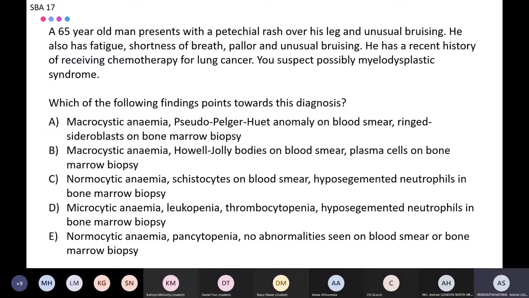Cool. Next question. So we've got a 65-year-old man who presents with a petechial rash over his leg and unusual bruising. He also has fatigue, shortness of breath, pallor, unusual bruising in other places as well, and has a recent history of receiving chemotherapy for lung cancer. You suspect possible myelodysplastic syndrome. Which of the following findings points towards this diagnosis? There's a lot to read, so I'll give you a bit longer on this one.